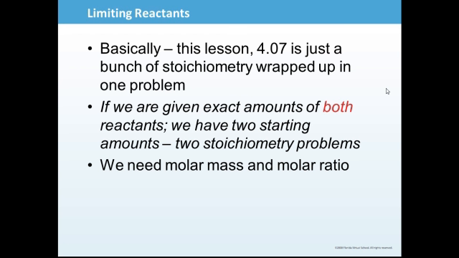course. Limiting reactants are basically if we are given exact amounts of both reactants. We have 2 starting amounts. Remember in the other recordings when I'm always talking about start with what you're given? Well, if you're given 2 amounts, you basically have 2 stoichiometry problems to do. And in doing that, we're going to be using and applying molar mass, which you've seen in several previous lessons, and molar ratio, which is from 4.06.